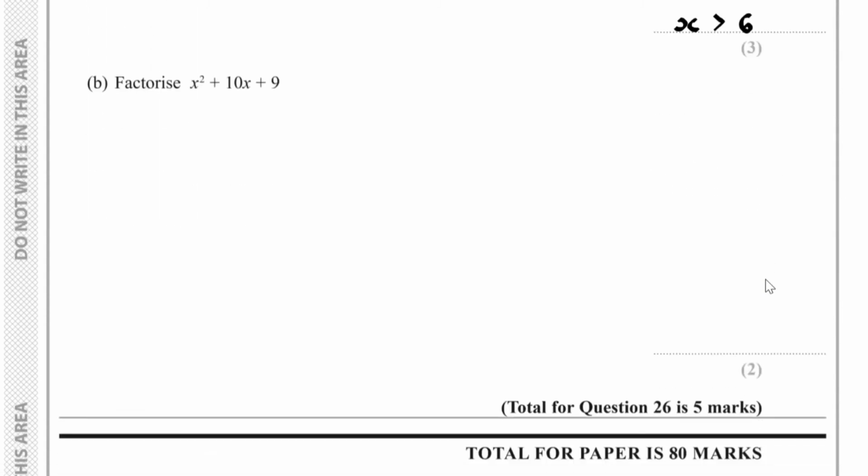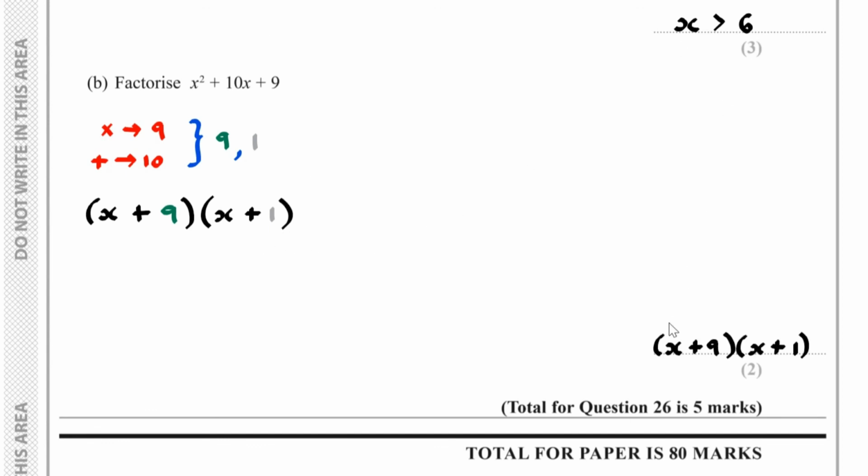So we have x being greater than 6. Now for part B, we have to factorize x squared plus 10x plus 9. We first of all need to find two numbers which multiply to give 9, which add to give 10. Well, clearly, those two numbers are 9 and 1. So when we come to factorize, we have x plus 9 multiplied by x plus 1. So we have x plus 9 times x plus 1.